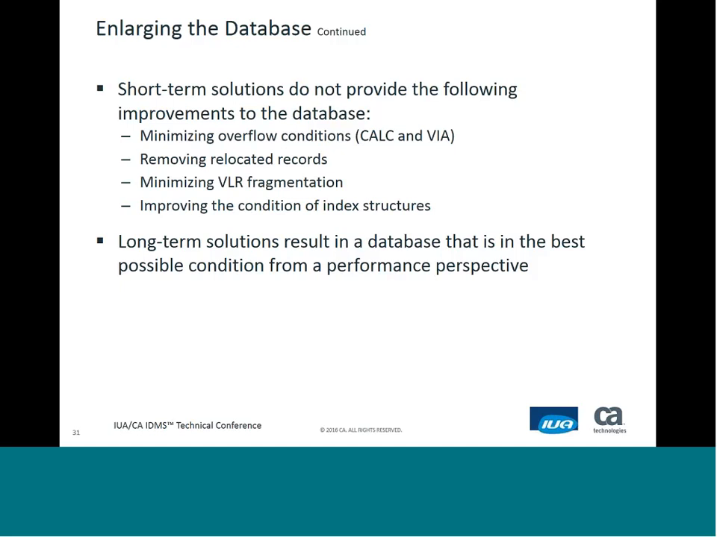Minimizing fragmentation for variable length records. Variable length records, as they expand, may not have enough space on a page to expand. So what happens is we create another piece of that record, and we link it off of the root portion of the record onto another page on the database. The fragmentation chains are not reduced in any way during expand page or extend space.